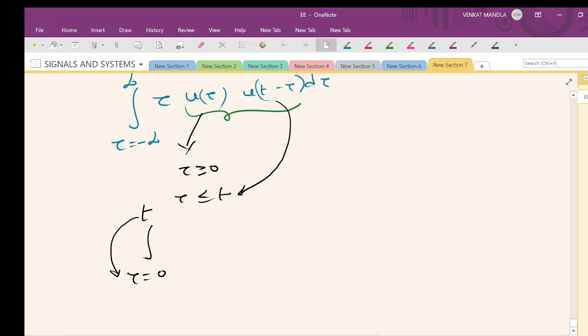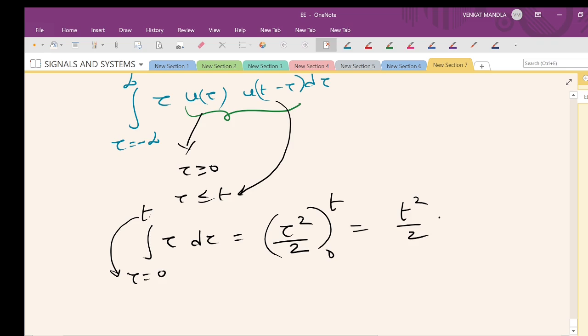Tau equal to 0 to t means t is upper limit. Upper limit is always greater than lower limit. T is greater than 0. So this is tau, and from 0 to t, u of tau is 1, u of t minus tau is 1. So d tau. Integrate it, t square by 2, 0 to t. That is t square by 2. This is some function f of t.